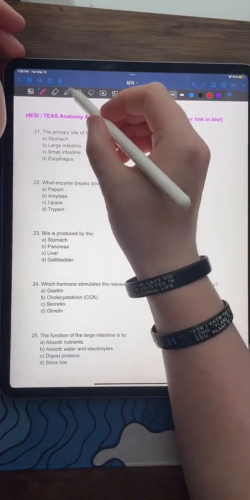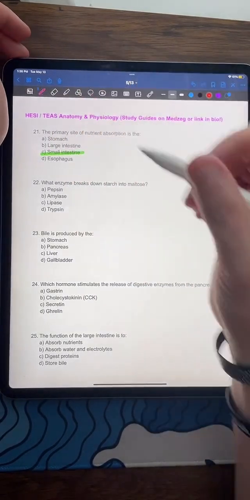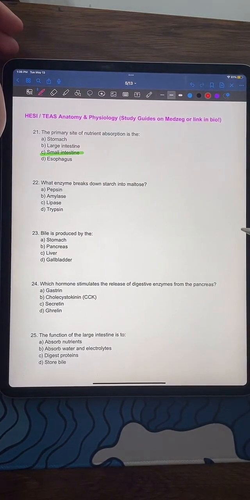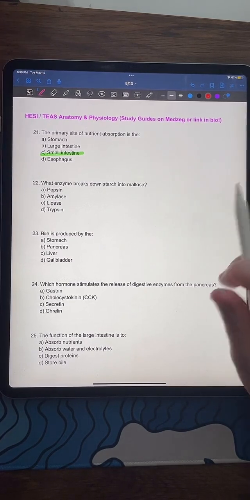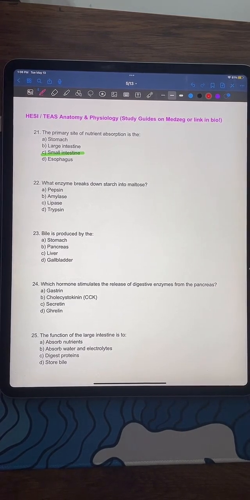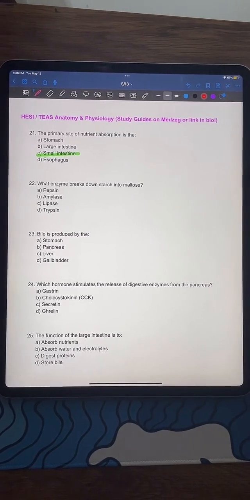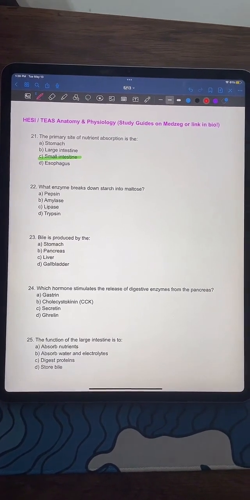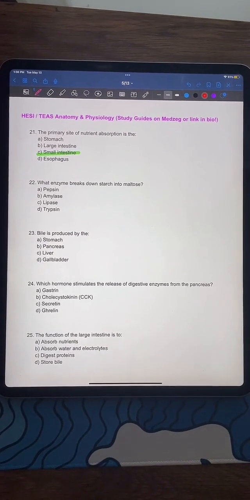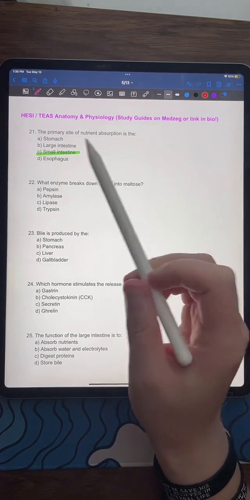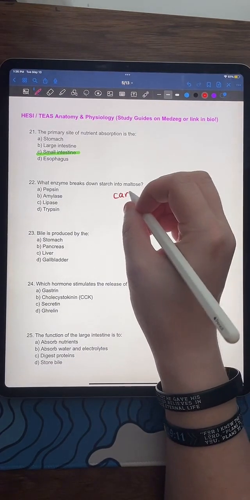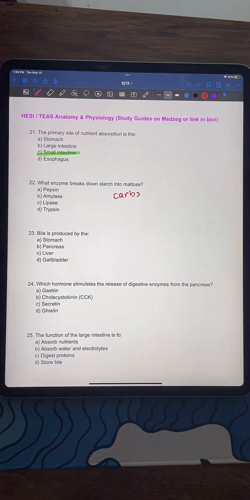The answer is C. It is the small intestine. The small intestine, specifically mostly the jejunum and the ileum, is where most nutrient absorption occurs, including carbs, proteins, lipids, vitamins, minerals, etc. The stomach is primarily for protein digestion. Large intestine, absorbing water and electrolytes. Esophagus, it's a passageway. Number 22, which enzyme breaks down starch into maltose? So again, we're referring to what's going to break down carbs on number 22.